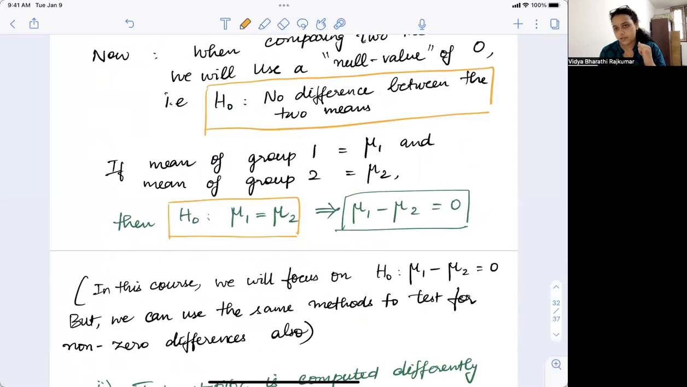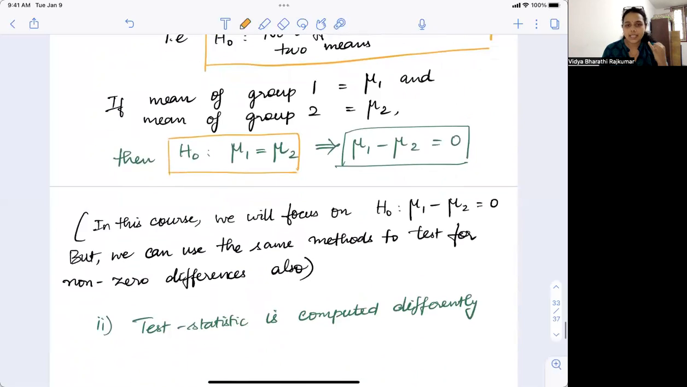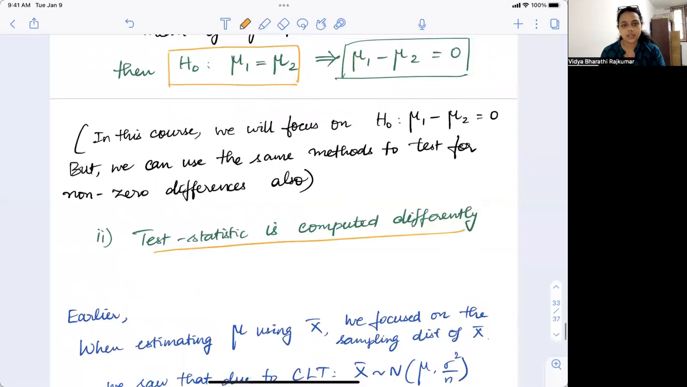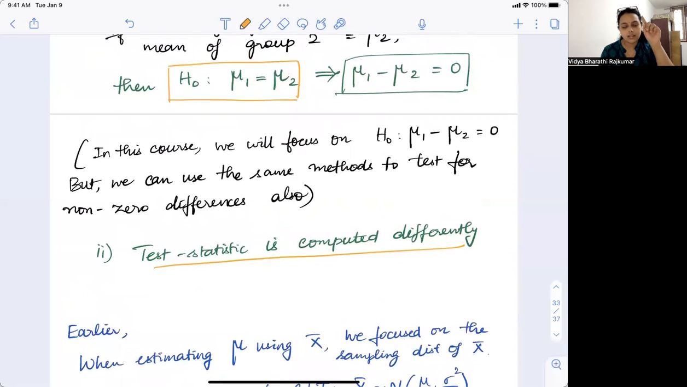So that's one difference, how we set up the null. The second, naturally, is that our test statistic is going to be computed differently. Test statistic meaning our z star and t star, where we did x bar minus mu divided by s over root n. That's our test statistic, and that's naturally going to be computed differently.